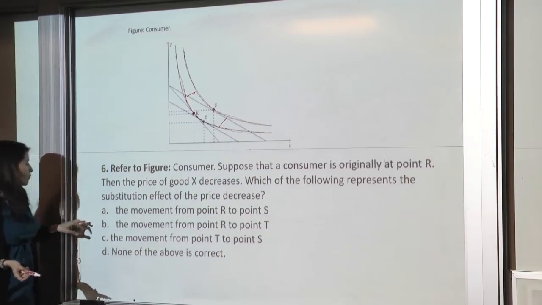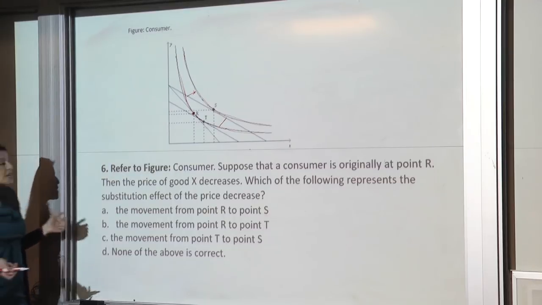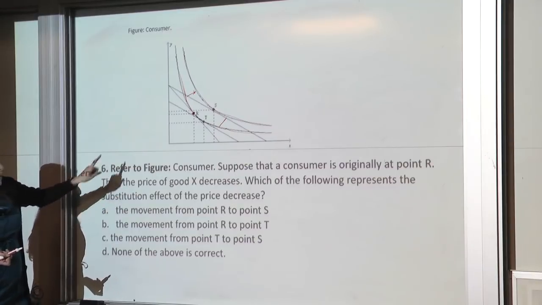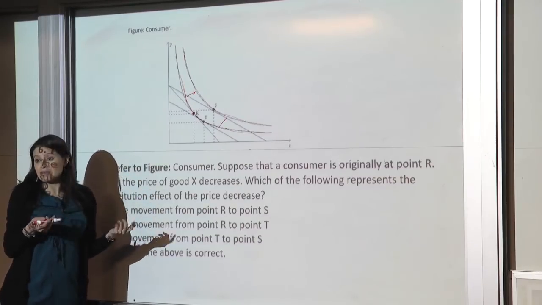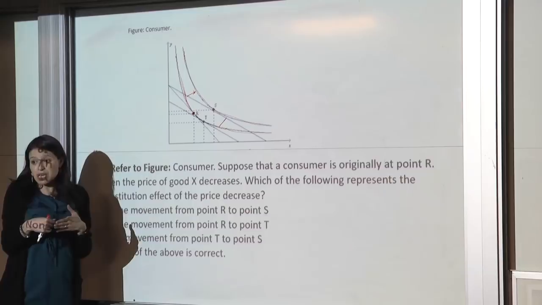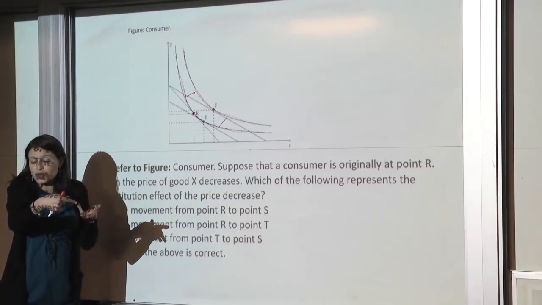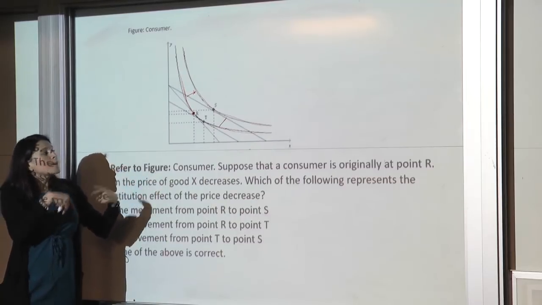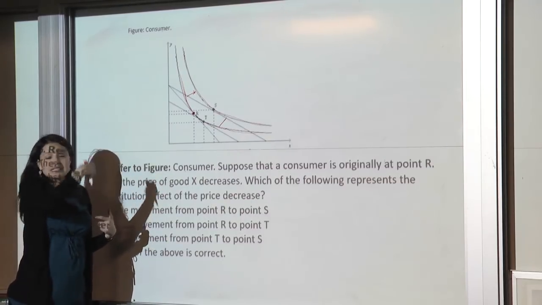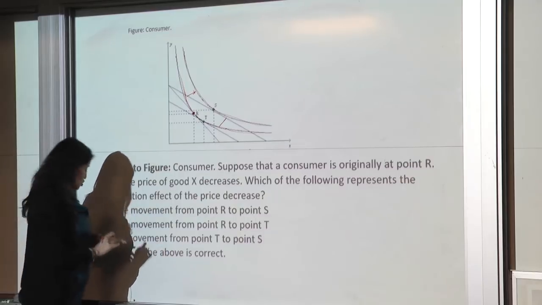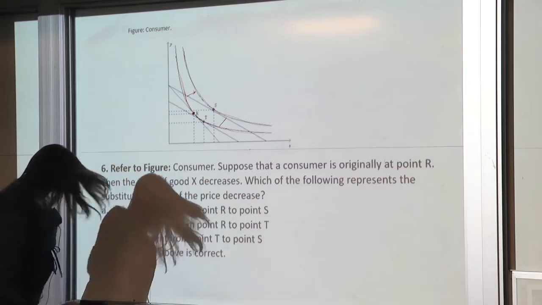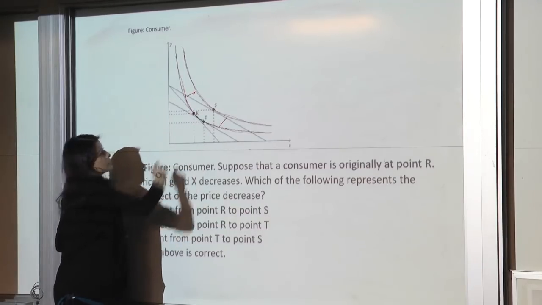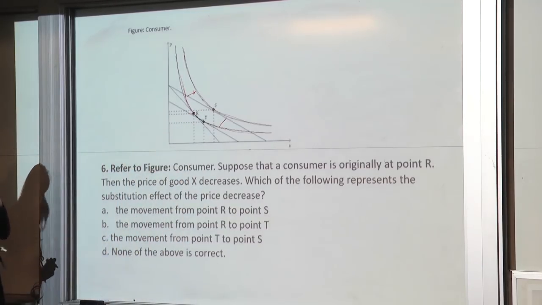So the substitution effect of the price is going to be that this person, given that the price of the good X decreases, is going to be able, with the same income, to consume more of the good X because it's cheaper than the good Y, but having the same utility level. So the substitution effect is that this person moves from R to T. Is that clear? Okay.